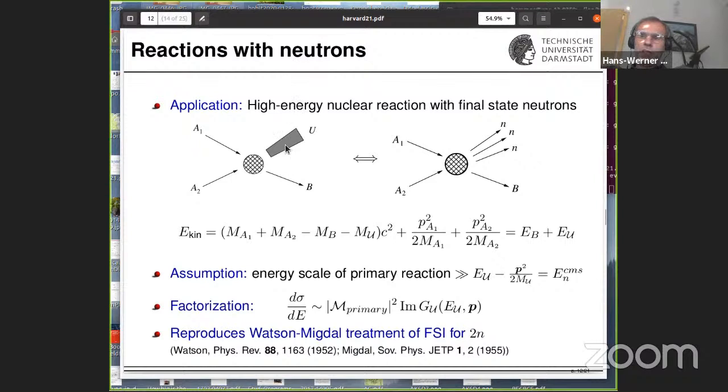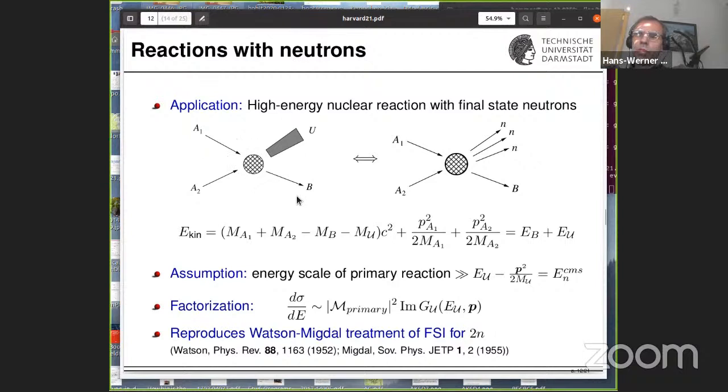It factorizes into the matrix element of this primary reaction times the imaginary part of the propagator of this un-nucleus. And it's easy to show this formula if you, let's say, assume, since this is a high energy reaction, it's a local reaction. So in principle, you can describe this matrix element in an effective field theory just by a coupling constant, by a local interaction. So you would couple these two fields in your effective Lagrangian to those two.